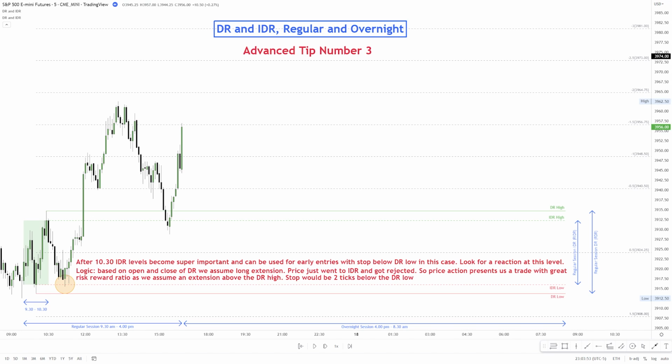In this example, we already have a long bias because of the open and close difference I explained before. Together with the rejection from the low IDR, I would enter a long trade with stop 2 ticks below the low DR.